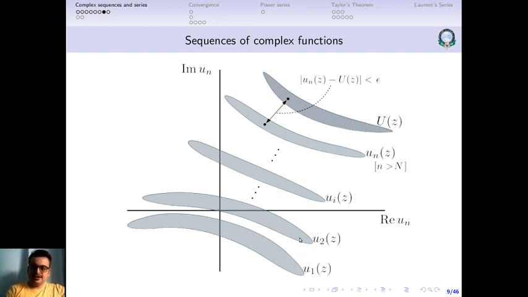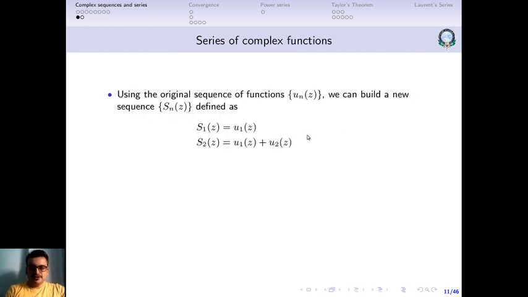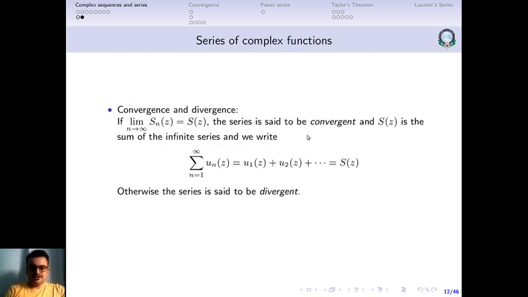In a similar way, we have another sequence, which is S1, S2, S3, and so on. That particular sequence will have a certain limit. That limit is S of z. So when I take n tends to infinity, S_n of z will tend towards this capital S.